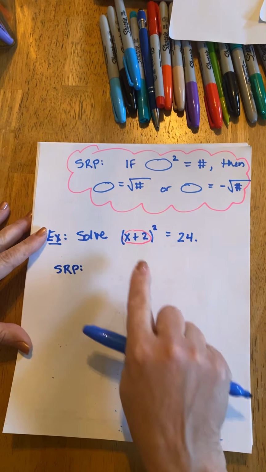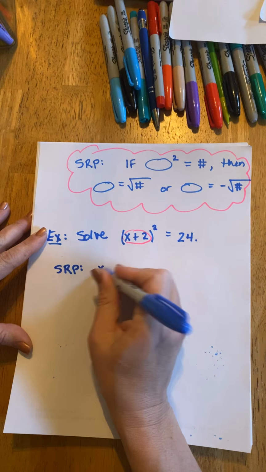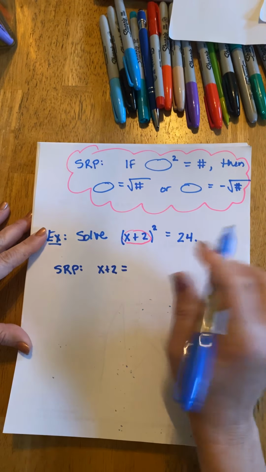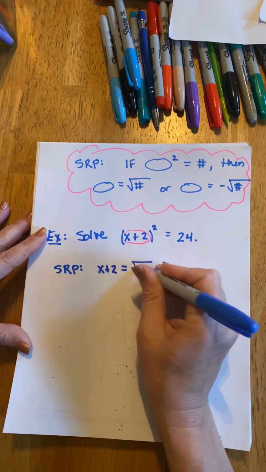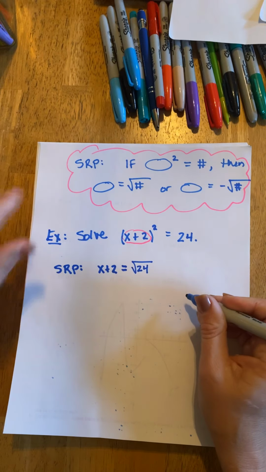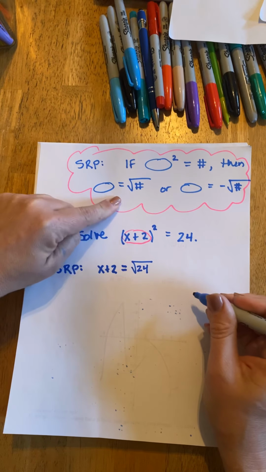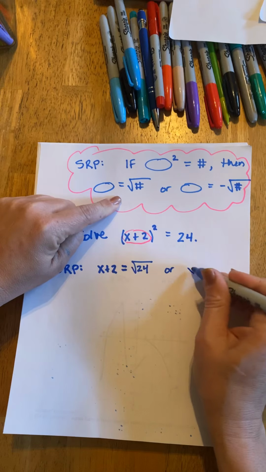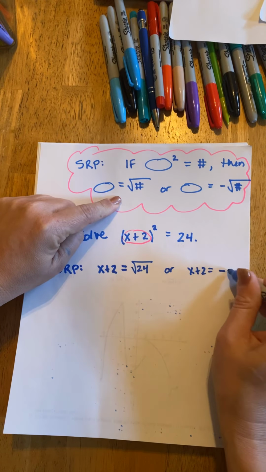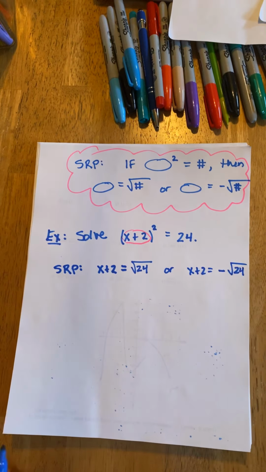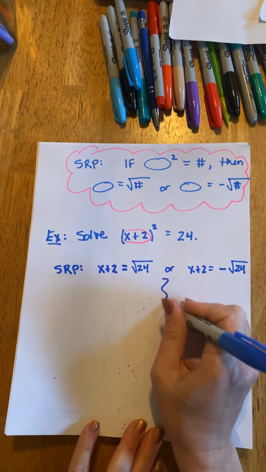The square root property says take what's being squared, x plus 2, and it equals the square root of the number over on the right side. So that's that part of the template. Or what's being squared is equal to the opposite of the square root of the number. So now we have 2 little mini equations to solve.